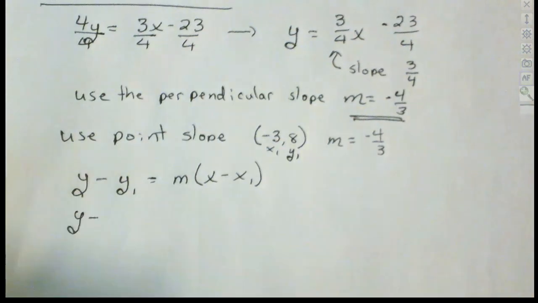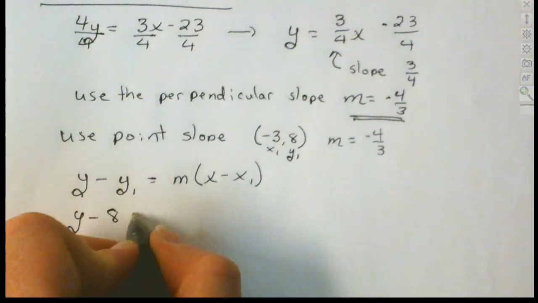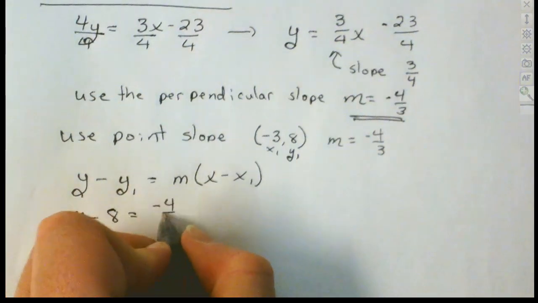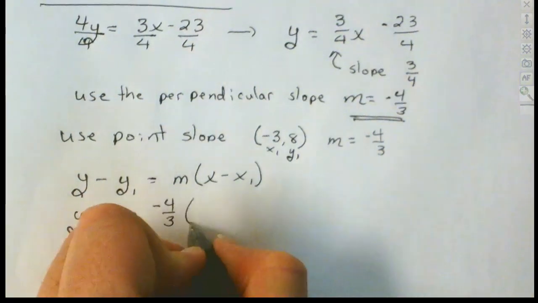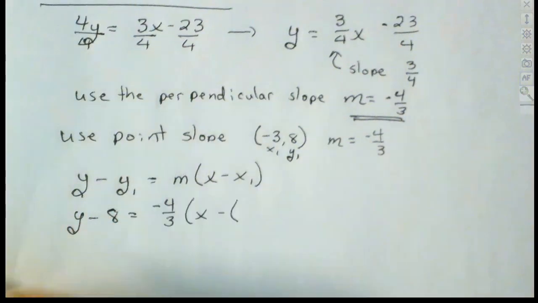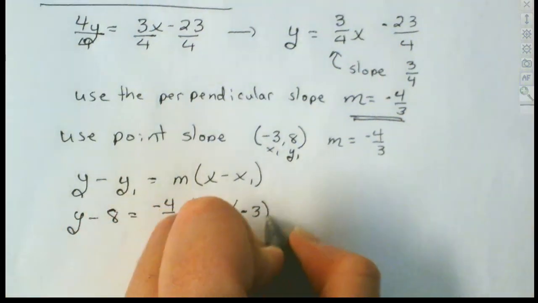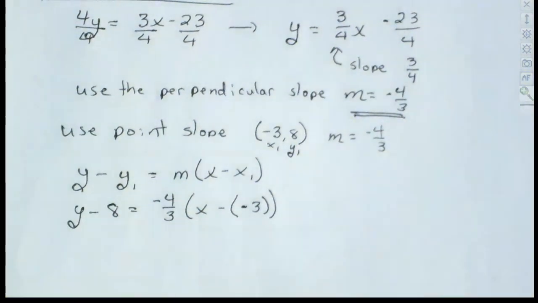So y minus, it looks like 8 equals -4/3 times x minus, watch your double negatives again, that -3. So I'll do one more step, and then I'll leave the last step for you.